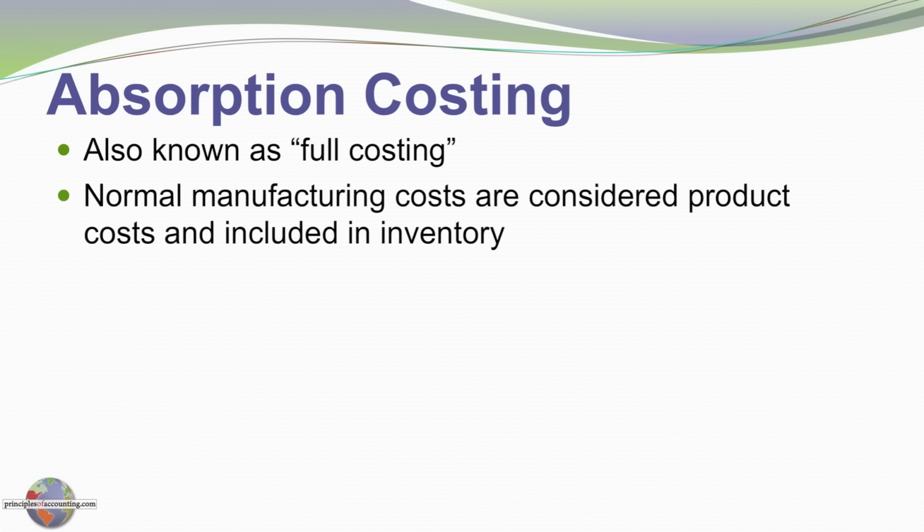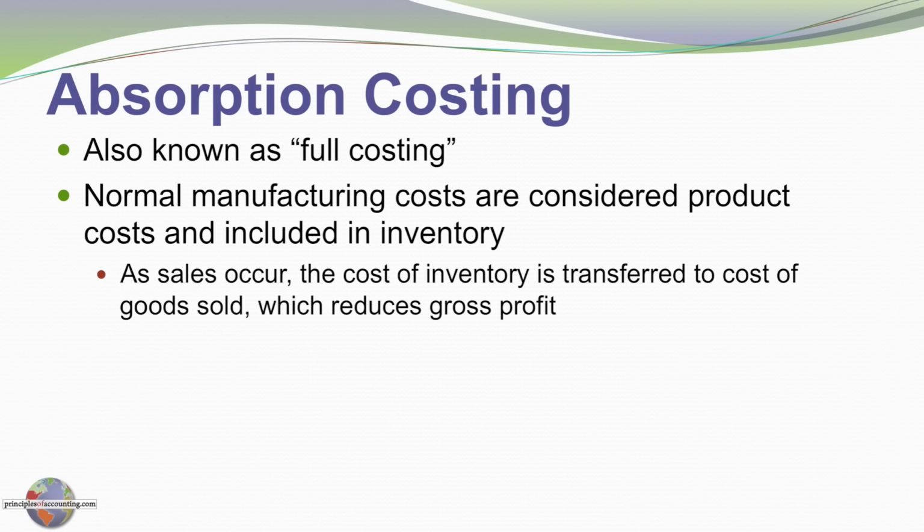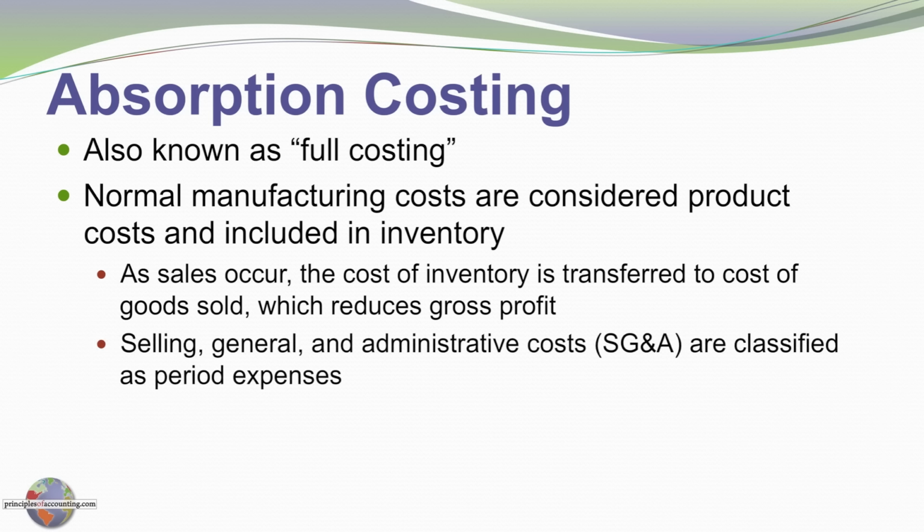The normal manufacturing costs are considered product cost and included in inventory. This includes material, labor, and all elements of factory overhead. As sales occur, the cost of inventory is transferred to cost of goods sold, which of course reduces gross profit. Importantly, selling, general, and administrative expenses are all classified as period expenses. None of the SG&A costs are traced or attributable to a product cost.